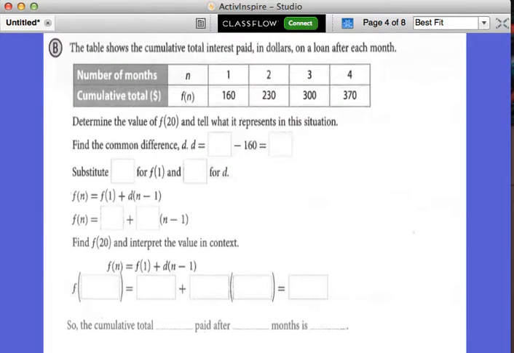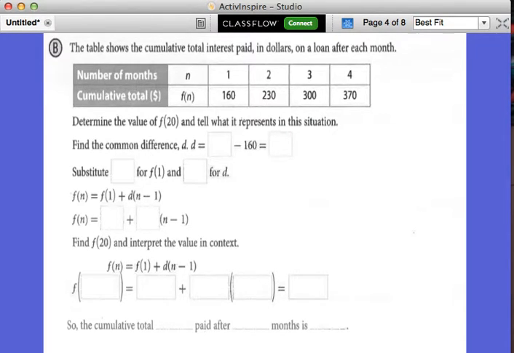All right, so now we're going to do this a little bit more on our own, or a little bit more independently. So first, we're looking at a table of the cumulative total interest paid in dollars of a loan after each month. So in the first month, they have paid $160 in interest. In 2 months, they've paid $230 in interest. And in 3, they've paid $300.